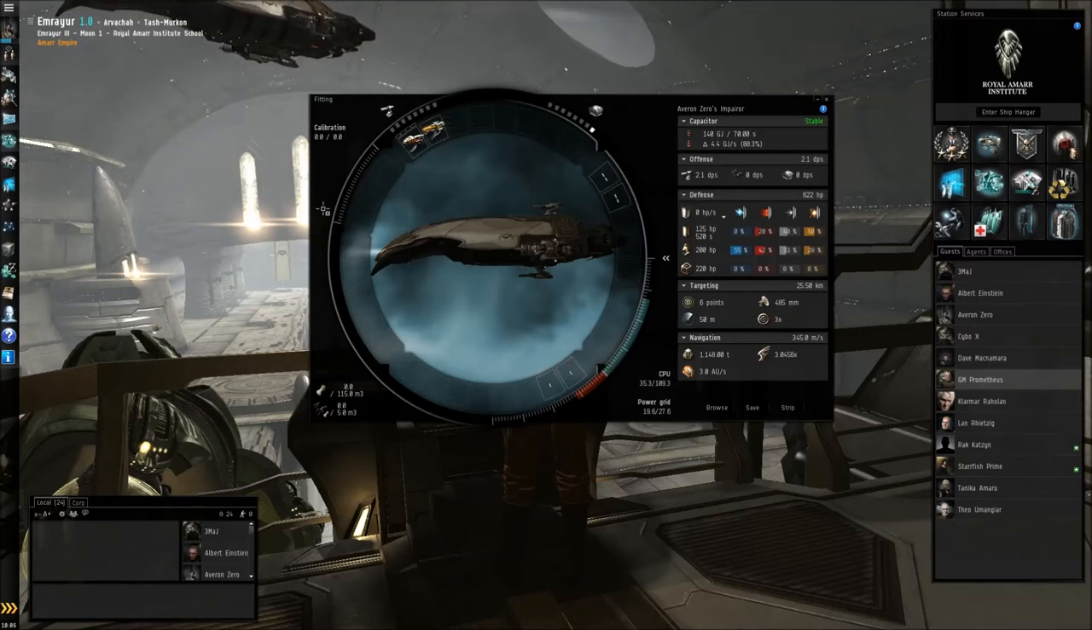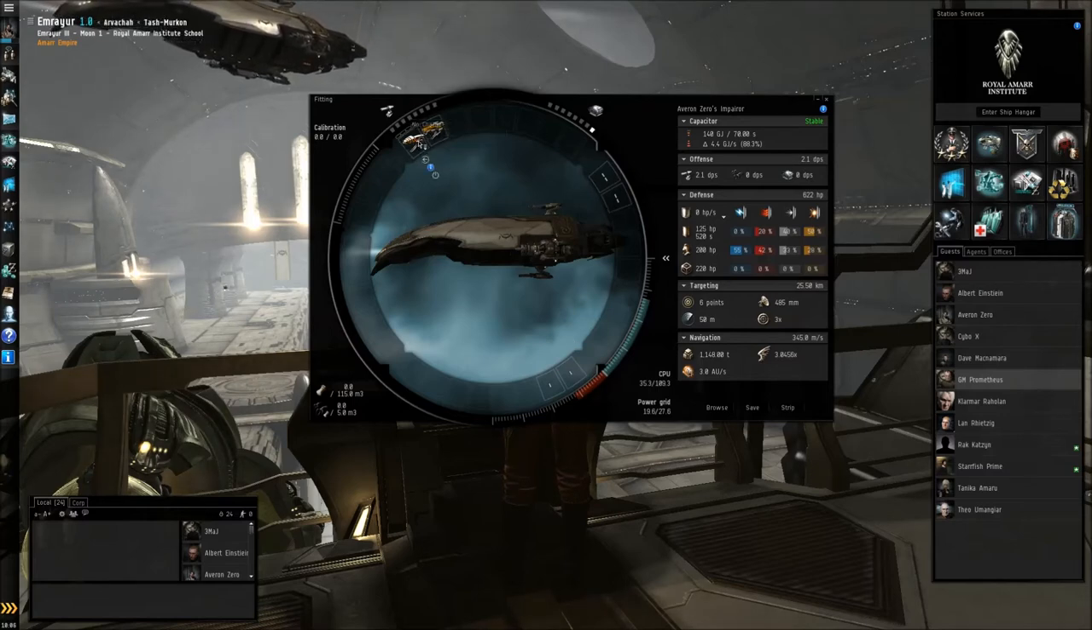Now different types of equipment go in different slots. In high slots you generally have weapons, only weapons. So we've got a mining laser here, which is for mining, and a pulse laser, and we'll show all these off soon. Here we have medium slots.